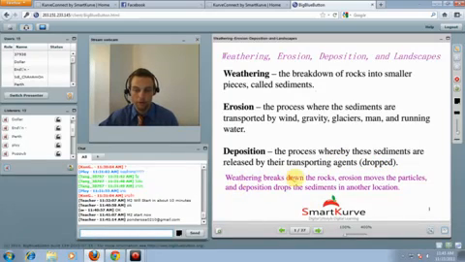Here's another thing. Weathering breaks down the rocks. Erosion moves the particles. Deposition drops the sediments. Particles, sediments, same thing. So as we can see, these are all connected. This would be the first step. This would be the second step. And this would be the third step. Okay.